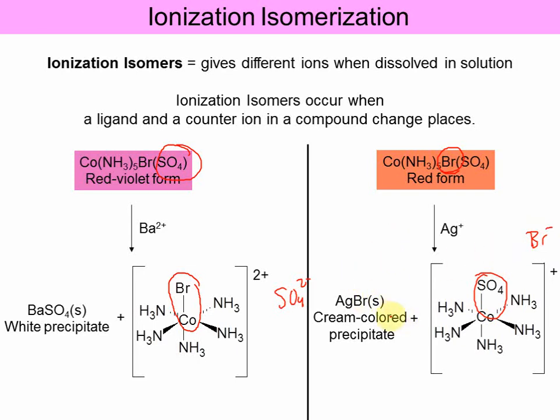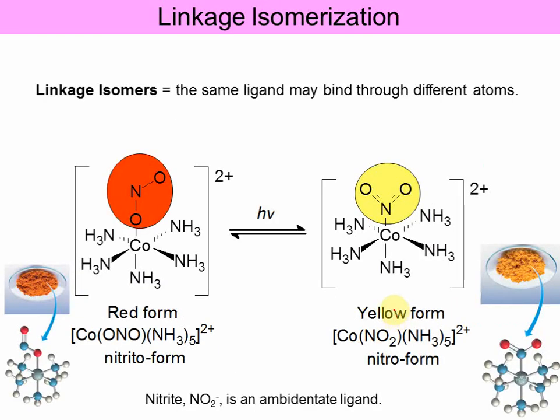Now linkage isomers are the same ligand, but they're bound through different atoms. So here we have 2 different cobalt complexes with the same ligand, but in one, this is the nitrito form, so the nitrite is bound through the oxygen. So the oxygen is attached to the cobalt here. But in the nitro form, the nitrogen is bound to the cobalt. And this complex is yellow in color, whereas the other complex is red.